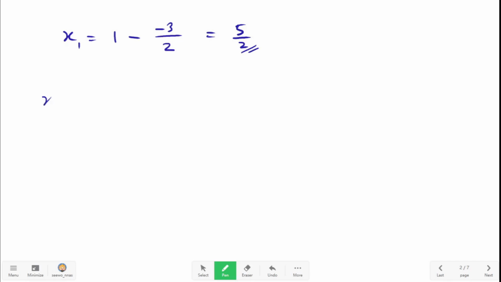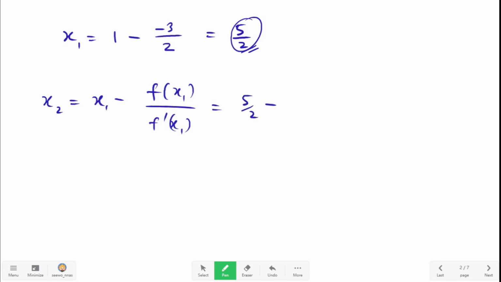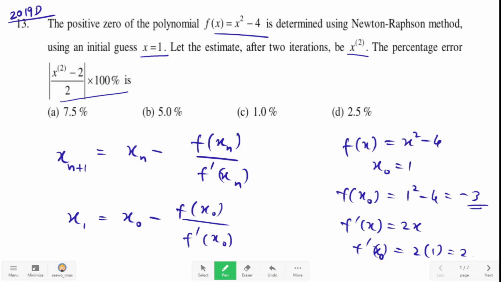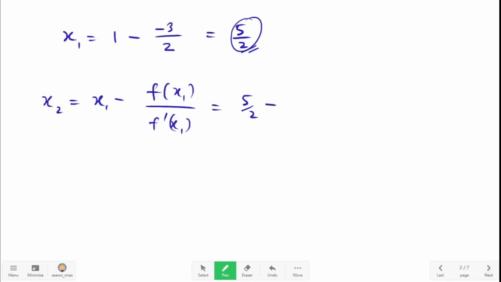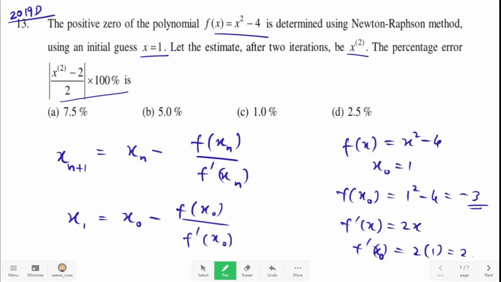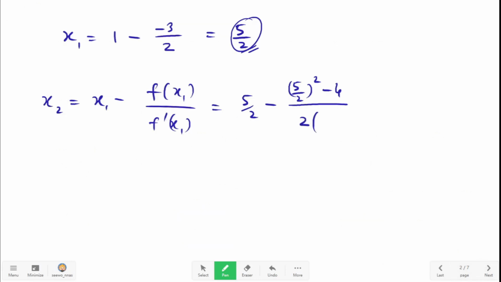Now after the second iteration, x2 will be equal to x1 − f(x1)/f'(x1). This is equal to x1, which is 5/2, minus f(x1). Since f(x) is x² − 4, f(x1) will be (5/2)² − 4, divided by f'(x1), which is 2 times x1, because f'(x) is 2x. 2 times x1 is 2 times 5/2. If you evaluate this, you will get x2 equal to 2.05.